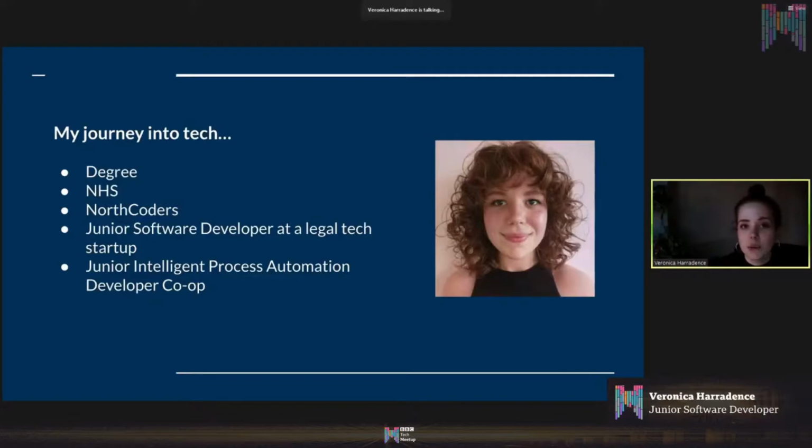And from there, I found North Coders. For those of you that don't know, North Coders is an intensive bootcamp for learning to become a software developer. From that, I got my first job as a junior software developer at a legal tech startup called Surmise, based here in Manchester. And I've just started a role at the Co-op as a junior intelligent process automation developer.